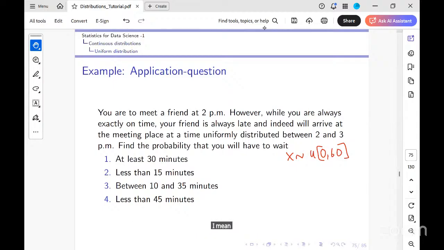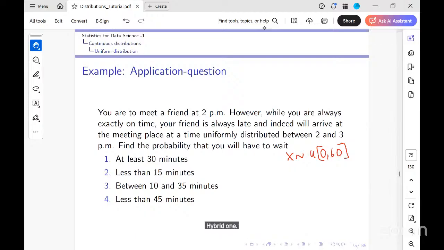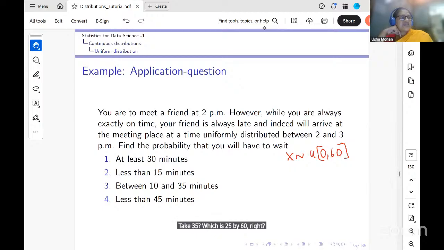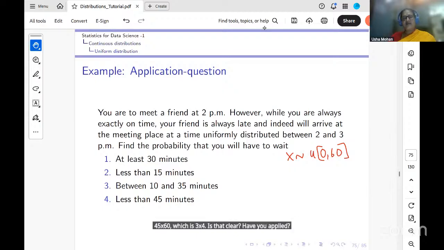Now, what is the probability that you will wait for at least 30 minutes? This is 1 by 2. Less than 15 minutes? 1 by 4. Very good. Between 10 and 15? Till 35? This is 5 by 12, which is 25 by 60. Less than 45 minutes? This is 45 by 60, which is 3 by 4. Is that clear how you apply it?